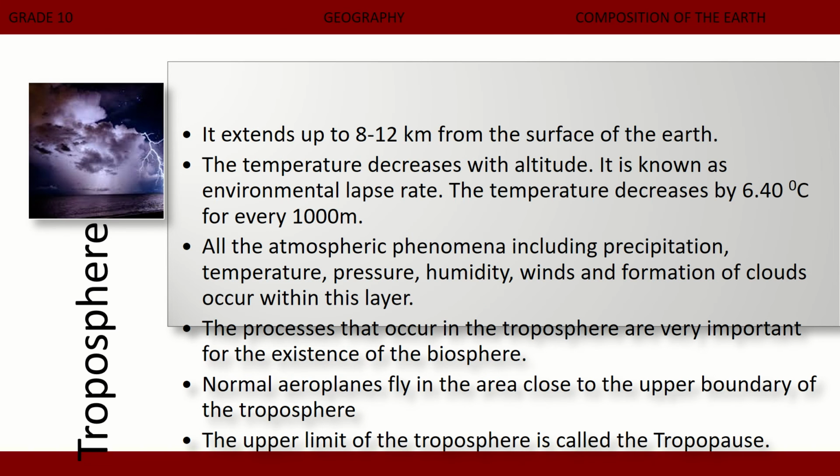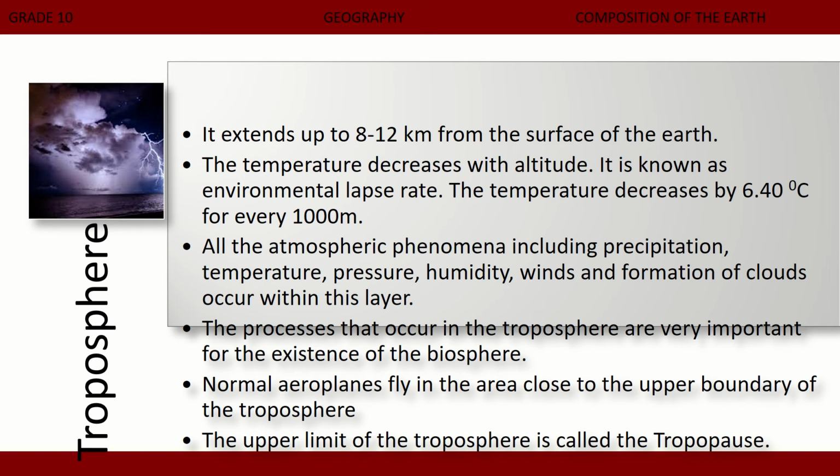Now we are going to discuss about the troposphere. It extends up to 8 to 12 kilometers from the surface of the earth. The temperature decreases with altitude. It is known as environmental lapse rate. The temperature decreases by 6.4 degrees Celsius for every 1000 meters rise from the sea level.